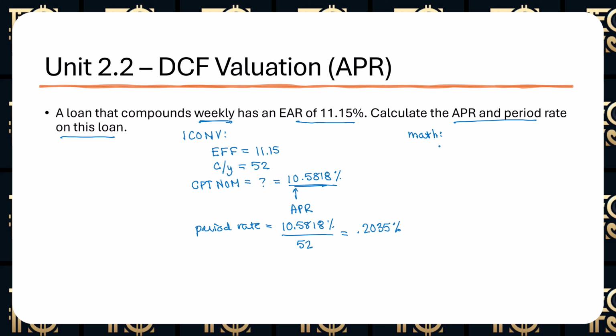Now, in terms of solving for the APR from an EAR using the math, we can also do this. The equation is 1 plus the effective annual rate raised to the 1 over m, the compounding periods per year, minus 1. That means we're going to take 1.1115, raise it to the 1 over 52 minus 1. That's going to find the period rate, the 0.2035, at which time we will multiply it by 52, and we should get the APR of 10.5818%. Let's see if this works in the calculator.